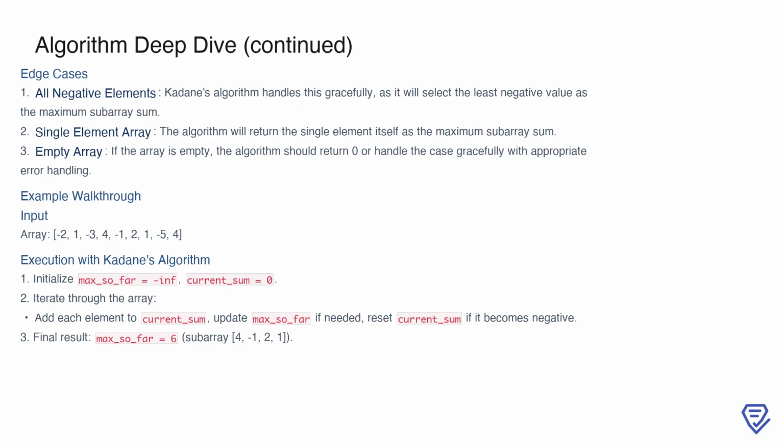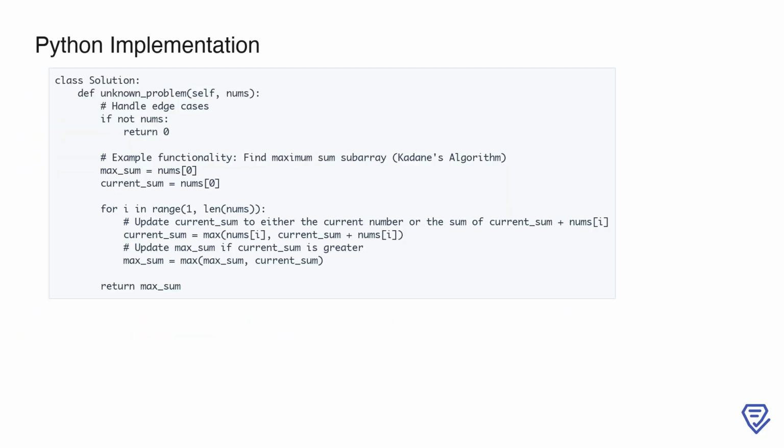This showcases the efficiency and effectiveness of Kadane's algorithm in solving this problem. The provided code solves an example computational problem that involves finding the maximum sum subarray within an array of integers, using Kadane's algorithm. The method unknown_problem takes a list of integers as input.